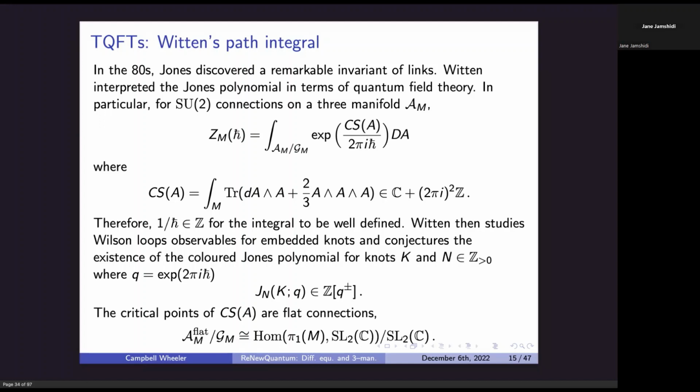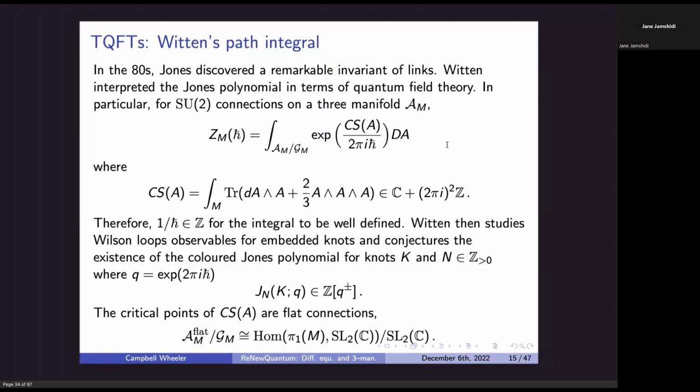Unfortunately, making sense of this integral is quite hard, but Witten plays with formal properties that come from this, and introduced a lot of insight into how we could potentially define mathematical theories related to it. One little issue initially is that this Chern-Simons invariant is only defined up to 2 pi i squared times integers. So for this integral to even make sense, you need some fixed quantization of your parameter h bar in your theory.